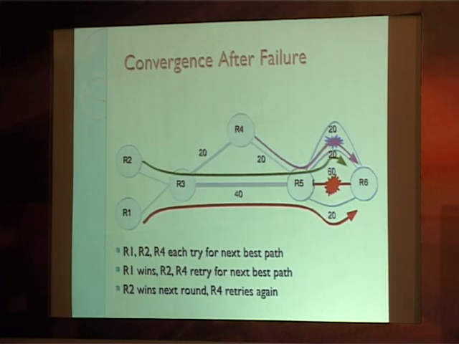So in the first round, let's say R1 wins. Now R2 and R4 have to try again. And again, it's possible that they will try to go through the same channel, and now one of them will again win, another one loses. So we're doing this very iterative trial and error process, which takes a long time, and now the traffic from R4 is actually almost dropped.